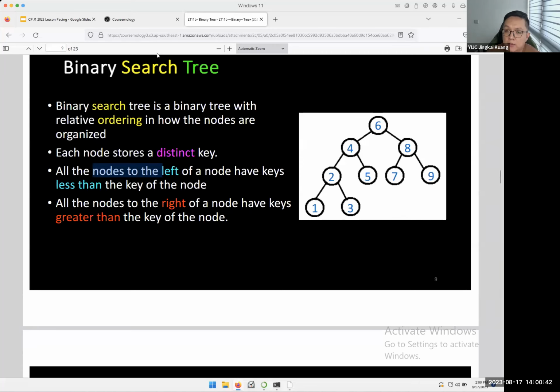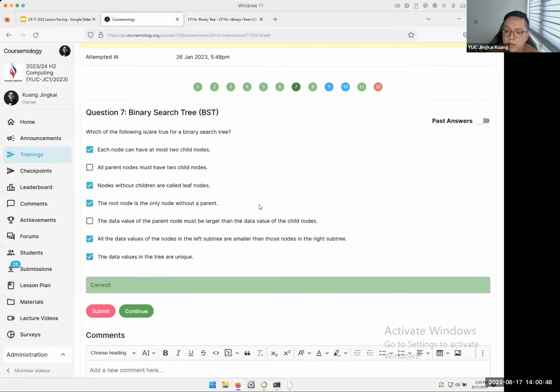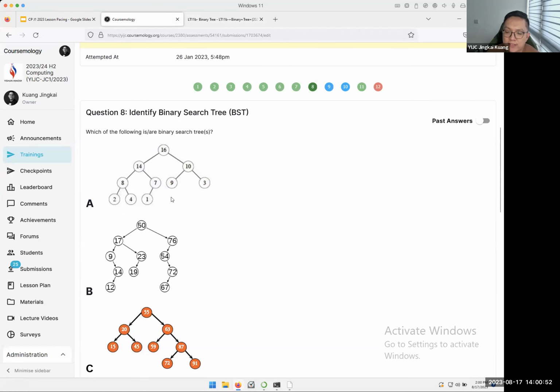Okay, so let's look at question 8 now. Question 8 is a bit tricky because you have to check everything. You cannot just check one node and call it a day. You cannot just check the root node 16, that everything on one side is smaller than 16 and everything on the other side is bigger than 16. You have to check every node to see whether their children are arranged correctly or not.